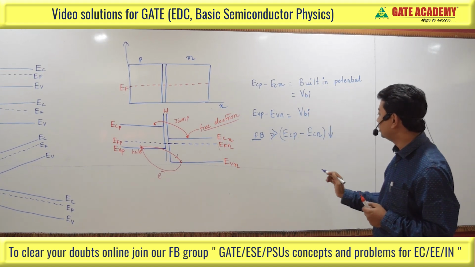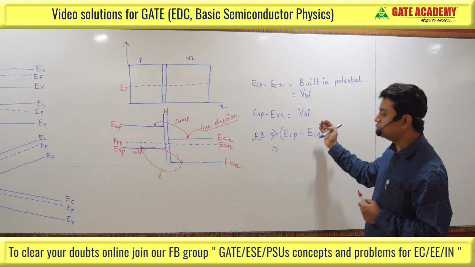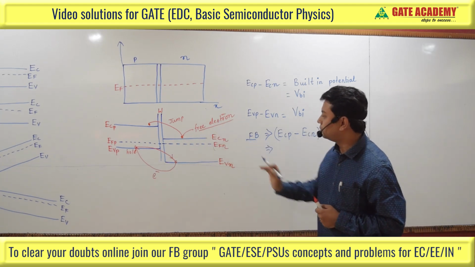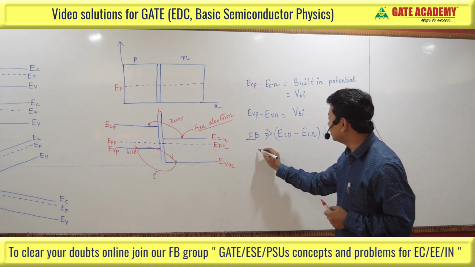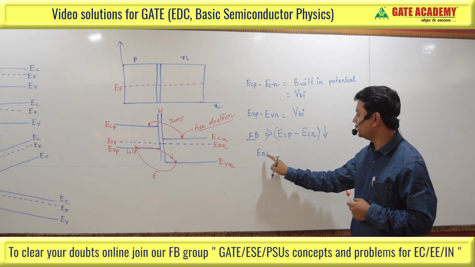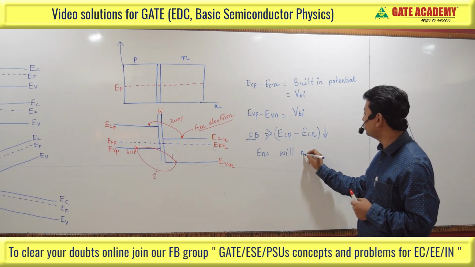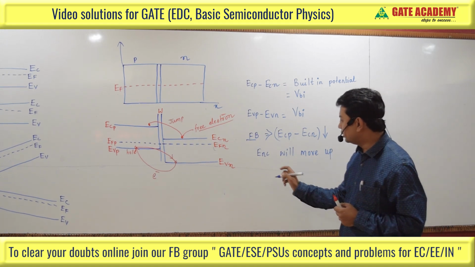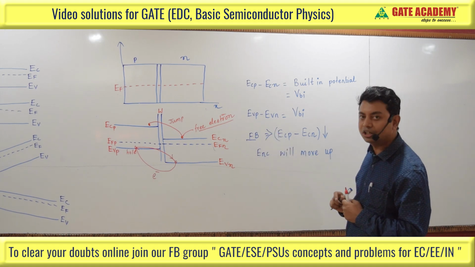So if it is reducing, what does it mean? This ECP will move down and this ECN will move upward. That means the conduction band energy will move up if we are considering forward bias. So I am writing here in a statement: for forward biasing, ECN, the lowest energy level of the conduction band in the N-type semiconductor, will move up. I am considering only N-type because the question is of an N-type semiconductor only.